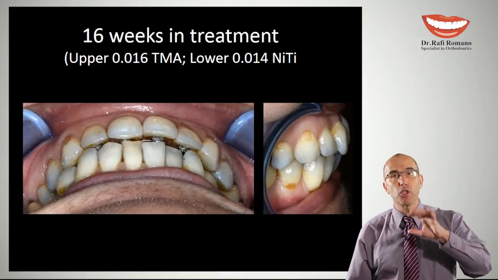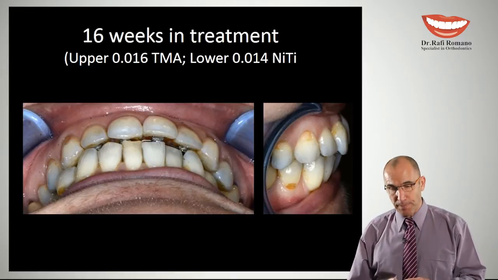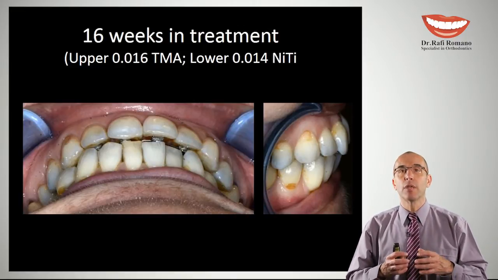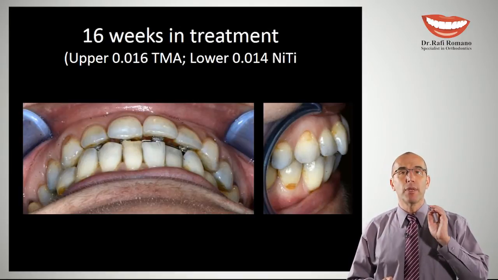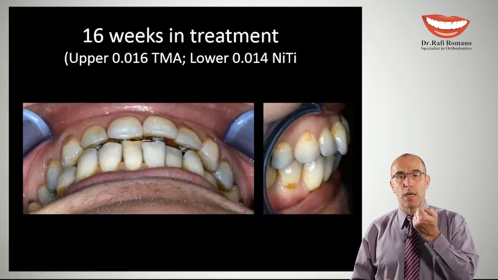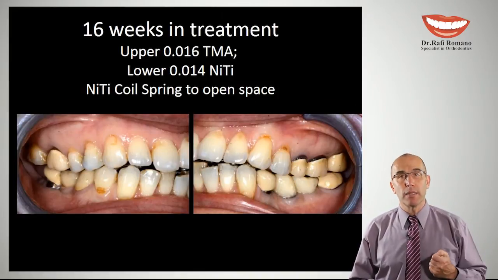You can look at the overjet. The proclination we have designed is not too much. We don't get a lot of proclination, but we still have enough space gained from this little proclination to align the teeth.